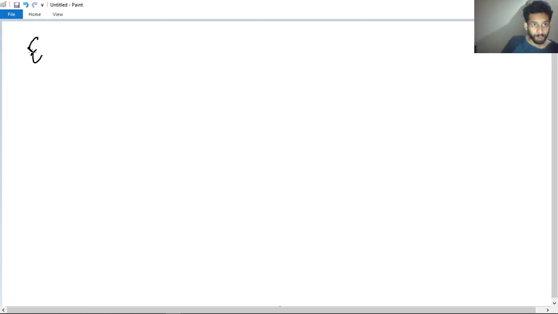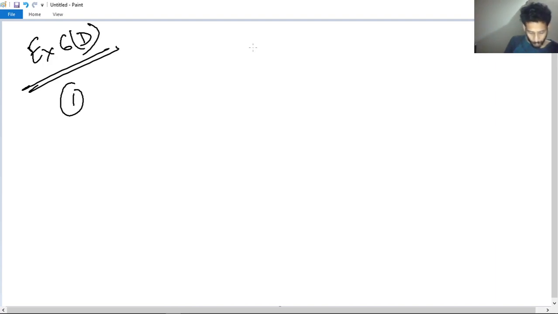Now exercise 6D. Here you can see the first question is: which of these following are perfect square trinomials? Write yes or no. If it is a yes, you write yes. If it is a no, it is no. The format is simple. It must contain one number, then the square of it. After that, plus or minus twice ab. After that, plus b square.